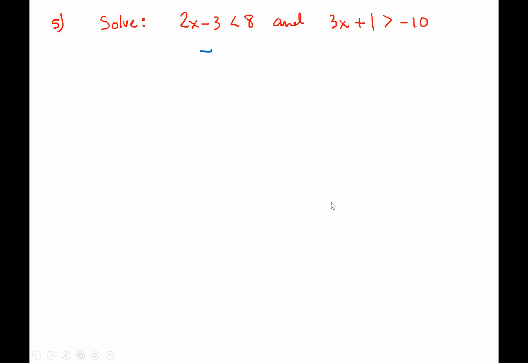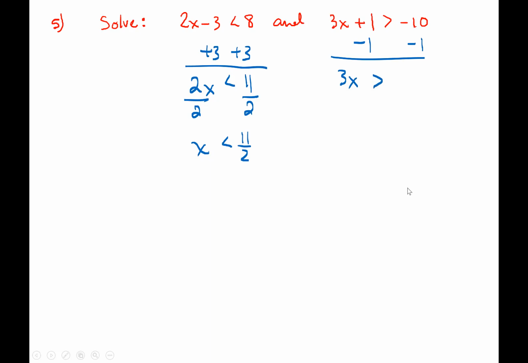Let's go for it here. So hopefully you added 3 to both sides here. And we get ourselves an 11. Divide by 2, and we get ourselves a fraction. Well, what do you know? 11 halves. You're going to have this on the homework as well, so might as well do it now. On here, we're going to be subtracting 1 from both sides. So 3x greater than -11 as well. Well, opposite of that, that's okay.